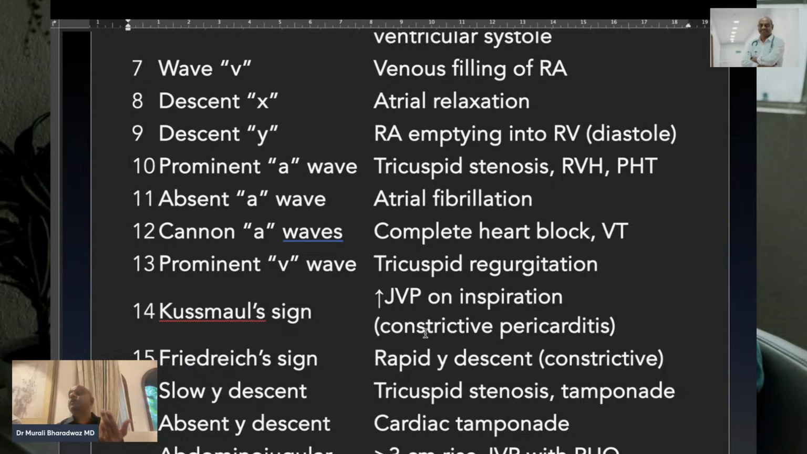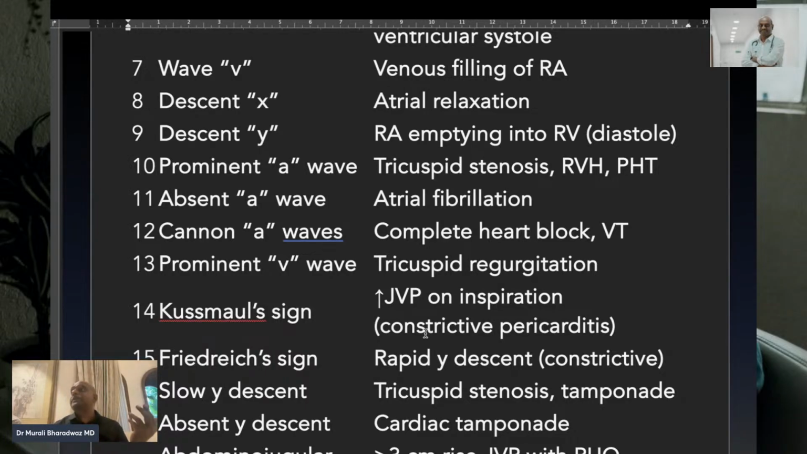So what leads to a prominent V wave? First of all, the V wave is because of filling in the atria, filling of the blood into the atria. Suppose it is getting filled both from the great veins and also by regurgitant blood of tricuspid regurgitation together, it will cause a prominent V wave.